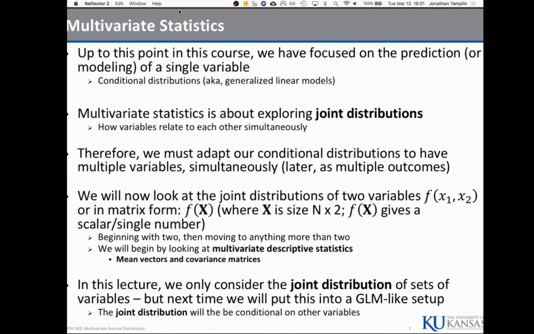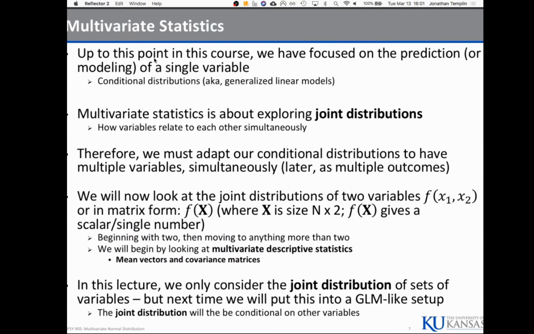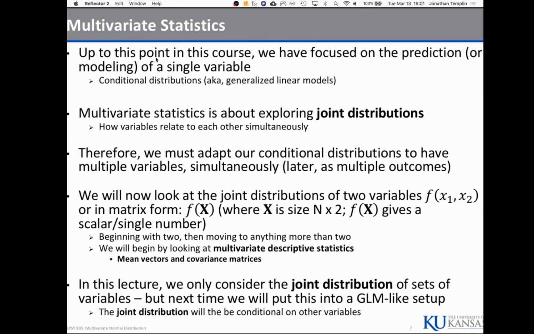Let's talk about statistics and distributions. Up to this point, we have focused on the prediction or the modeling for a single dependent variable, a single outcome. In what we knew before, this was something called a conditional distribution, conditional normality. This is a linear or generalized linear model. But multivariate statistics is about joint distributions, so that means multiple variables that are outcomes simultaneously.